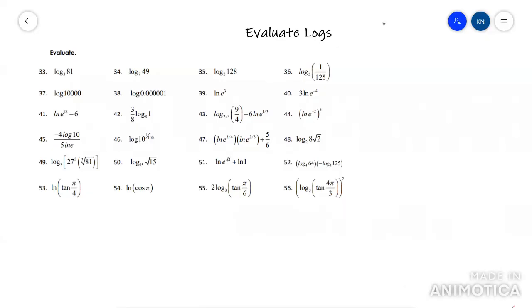All right, this video is going to go into how to evaluate logs. It's not very difficult to do, especially if you watched my previous video of how to convert. So let's go ahead and get started.